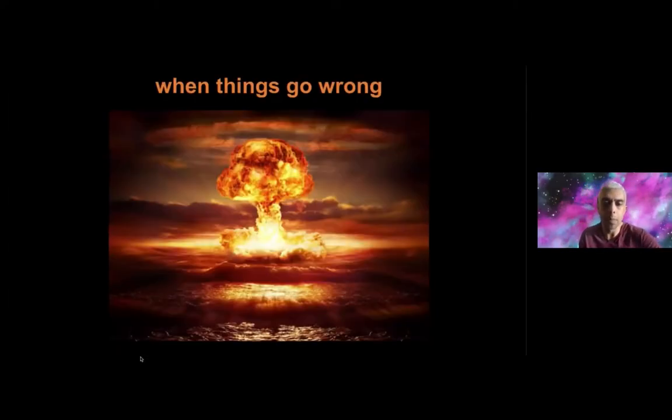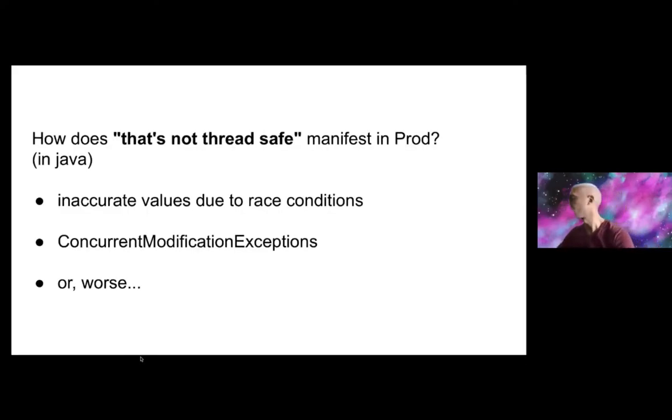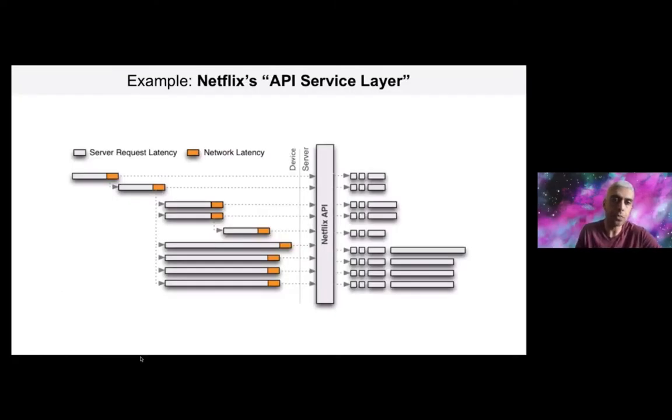So let's move on to talking about when things go wrong, outages, things like that. When we talk about code not being thread safe in production, that can manifest a few different ways. You can have inaccurate values due to race conditions. You could have deadlocks, which I forgot to mention here, and those are pretty unpleasant. You can have concurrent modification exceptions if multiple threads try to access the same data structure, or worse things can happen.